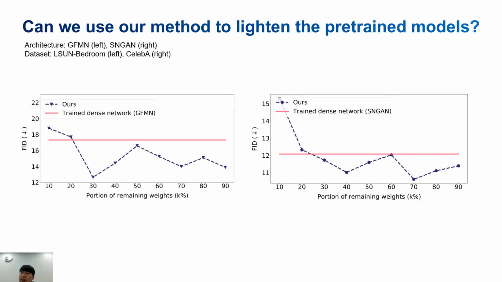To investigate this question, we apply our method to the pre-trained generator. As you can see, we can obtain superior subnetworks that are lighter and more powerful than the pre-trained dense network via our method. We can even obtain a 5 times more efficient subnetwork than the dense model while maintaining the performance. In the extremely sparse region, the subnetworks show reduced performance. One reason for this is that there are too few remaining weights.